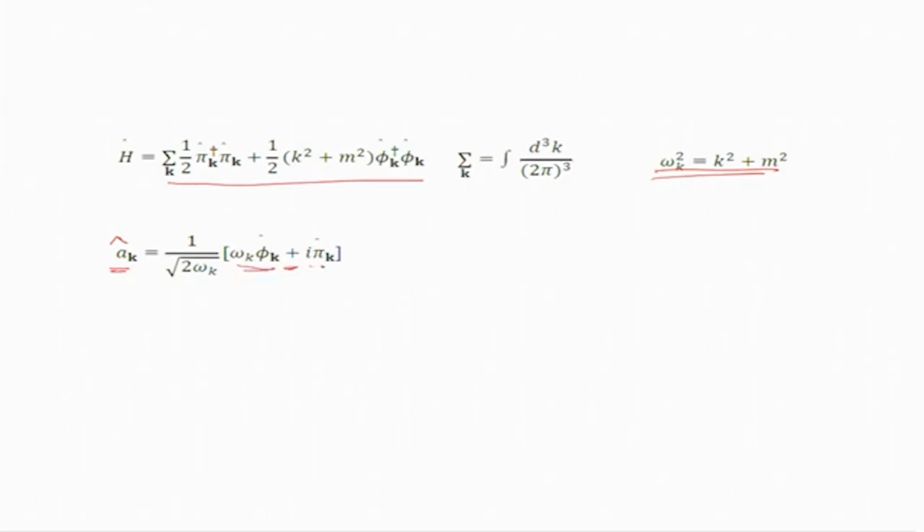So, omega k phi k plus i pi k, okay, x plus i p. Okay. So, there is an i here, but for getting a proper normalization, omega k is put in here. Well, I mean, this is how we construct it for a bosonic scalar field. Okay. This is the creation operator, which I am going to explain why it is the creation operator.